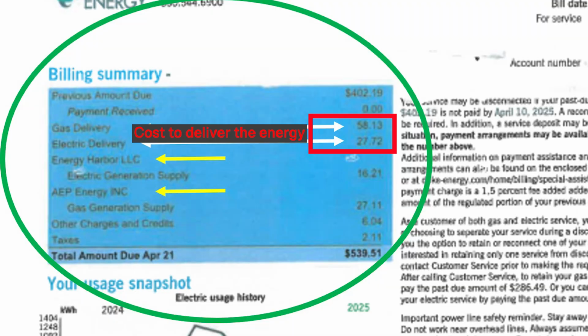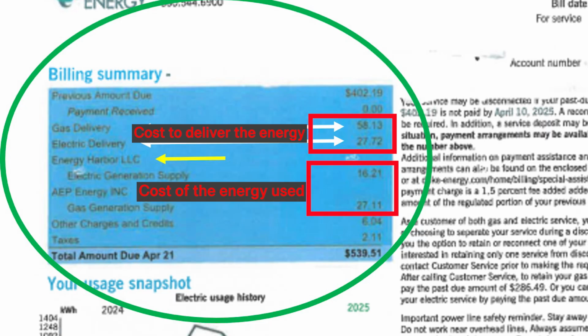So I'm just going to break that down. You see in that blue box at the front of your bill, and you see above your total amount, what they've broken down is the cost to deliver it for gas, the cost to deliver it for electric. But then there is the cost of the actual gas and the electric that you use. All right, what else are we going to see on this?